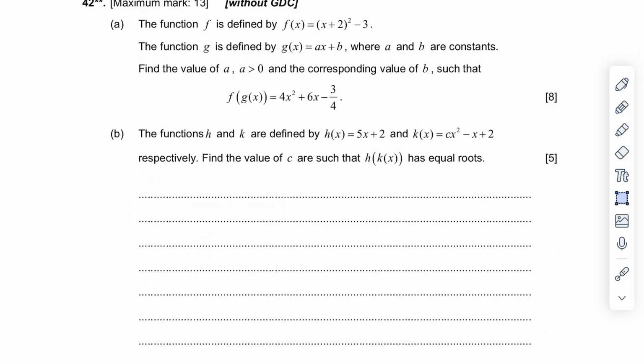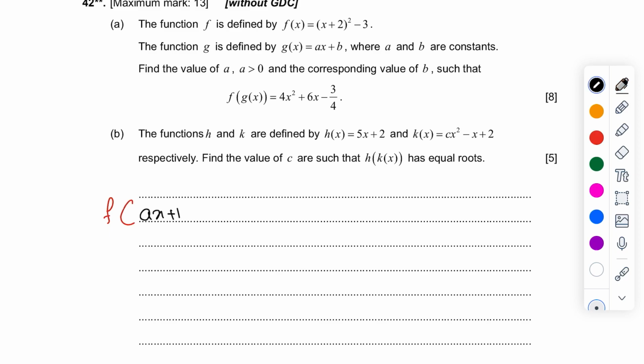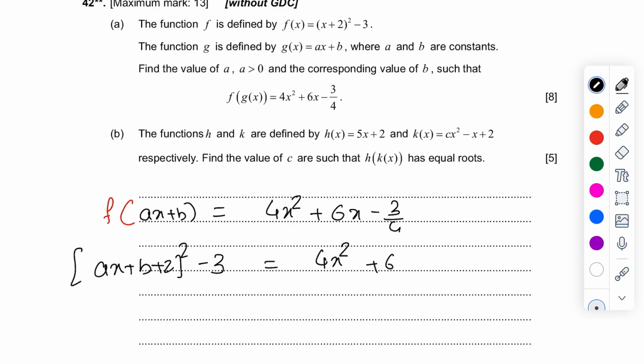Coming to question number 42, the function f of x is given as x plus 2 whole square minus 3 and g of x is ax plus b. And it has been given that f of g of x equals 4x square plus 6x minus 3 upon 4. So plug in g of x, it becomes ax plus b plus 2 whole square minus 3 equals 4x square plus 6x minus 3 upon 4.